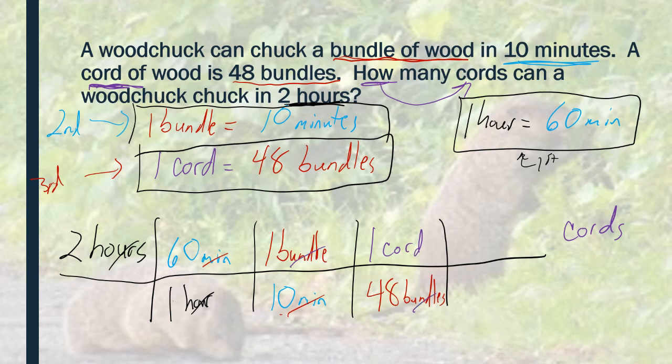So 2 times 60 times 1 times 1, that's 120. And then 10 times 48 is 480. And then 120 divided by 480 equals 0.25. So the answer is 0.25 cords.